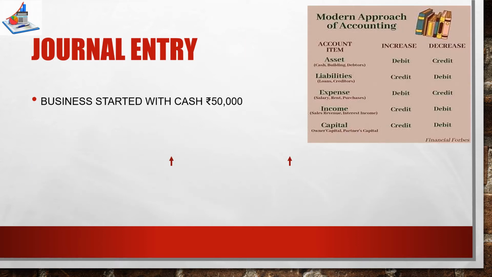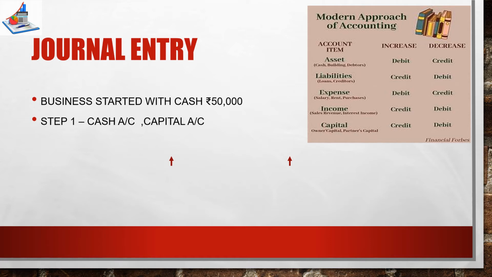Now, first example is: business started with cash rupees 50,000. While reading this question, as I told you, the first step in journal entry is what, students? Yes, it is to identify the name of the accounts that we need to open. Here we will open which accounts? Cash account and capital account, right? So the first step is identifying the name of the accounts to be opened.